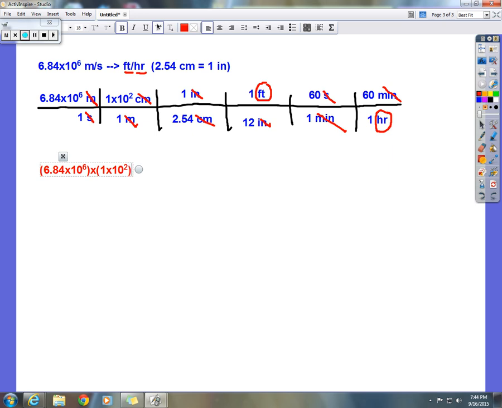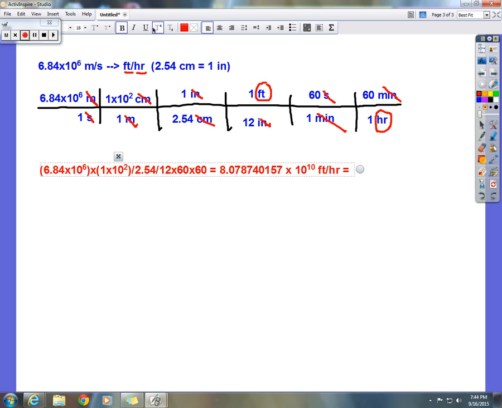arrow right, close parentheses, and then 2.54 is on the bottom, so I'm going to say divided by 2.54, and then I'm going to say 12 is on the bottom, so divided by 12, and then I've got 60 on the top, so times 60, and then another 60 on top, so times 60. And then hit enter, and you get 8.078740157 times 10 to the 10th. And that should be feet per hour.